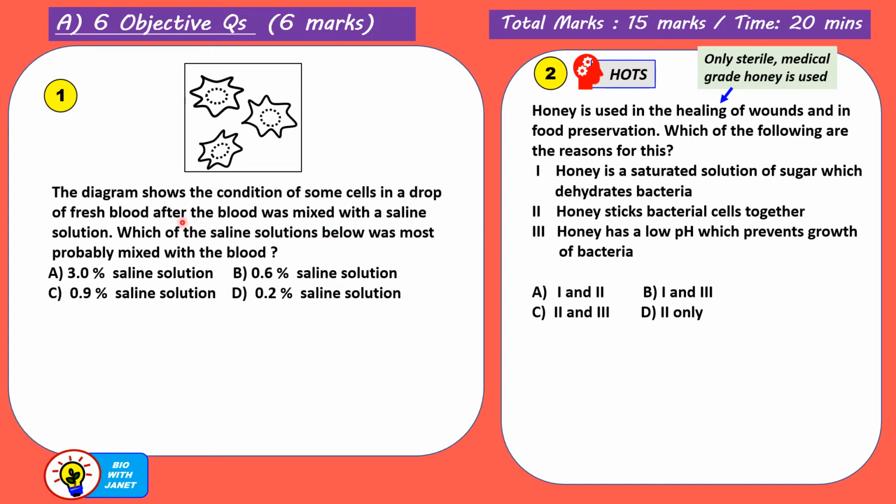Alright, so let's start. The diagram shows the condition of some cells in a drop of fresh blood. After the blood was mixed with a saline solution, which of the saline solutions below was most probably mixed with the blood? A. 3.0% saline solution, B. 0.6% saline solution, C. 0.9% saline solution, and D. 0.2% saline solution. Okay, so time starts now, 20 seconds.